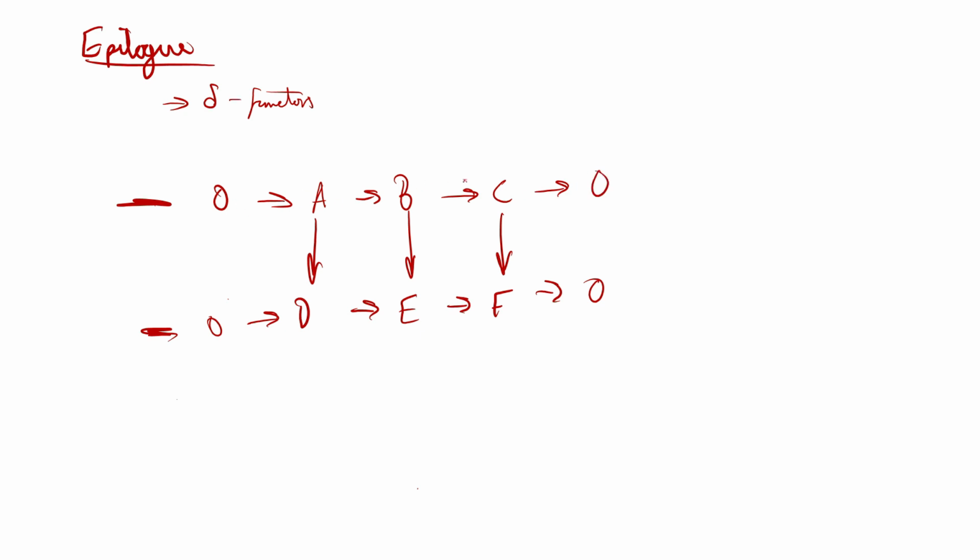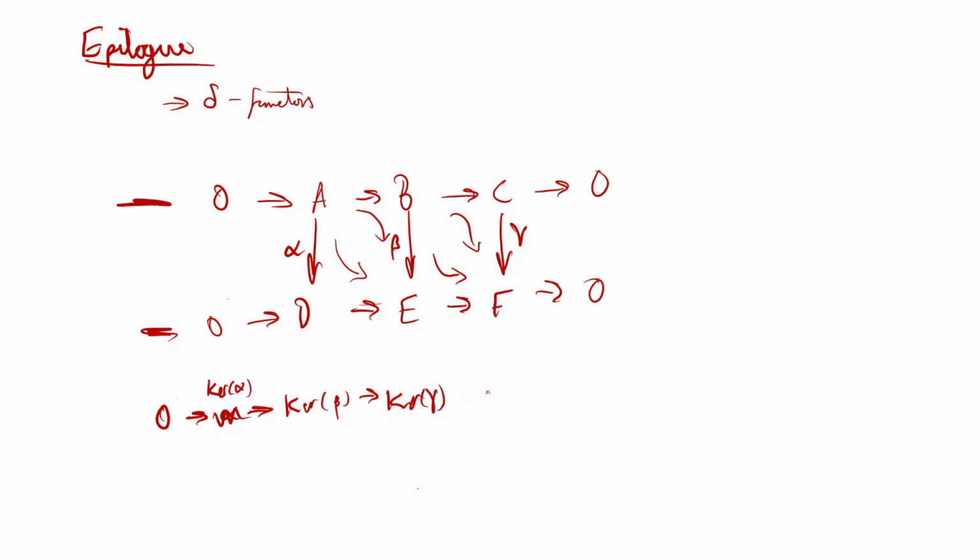But yeah, if 0 into A into B into C into 0 and 0 into D into E into F into 0 are exact sequences, and you have this property that this and this are the same, and this are the same from B to F and A to E, and this is called alpha, this is called beta, this is called gamma, then 0 into kernel of alpha, into kernel of beta, into kernel of gamma, into, oh god, I haven't defined the co-kernel.